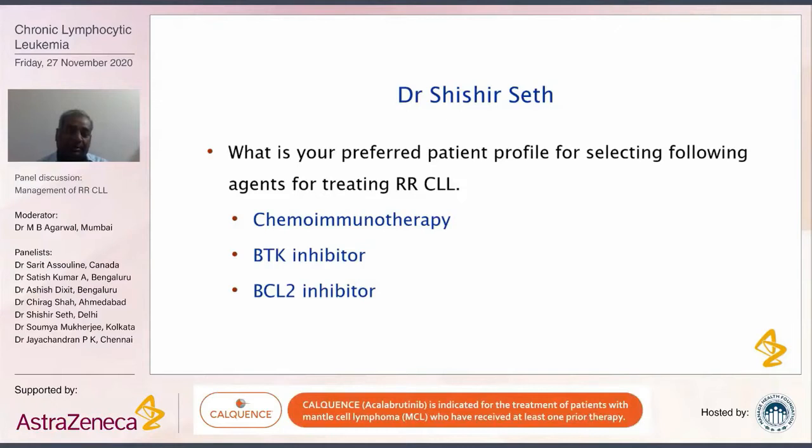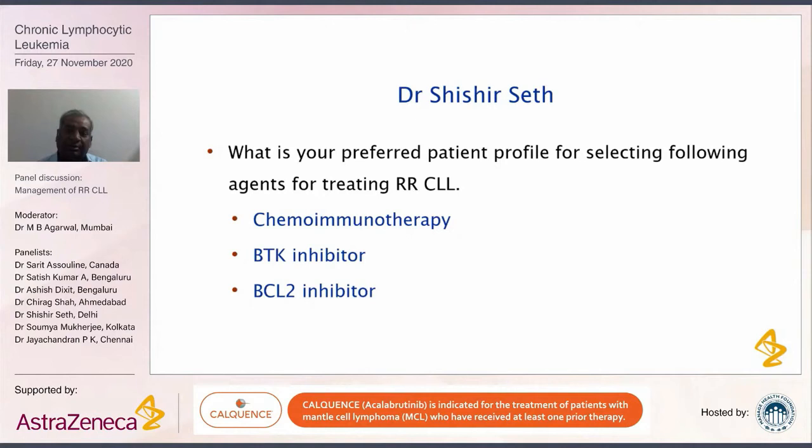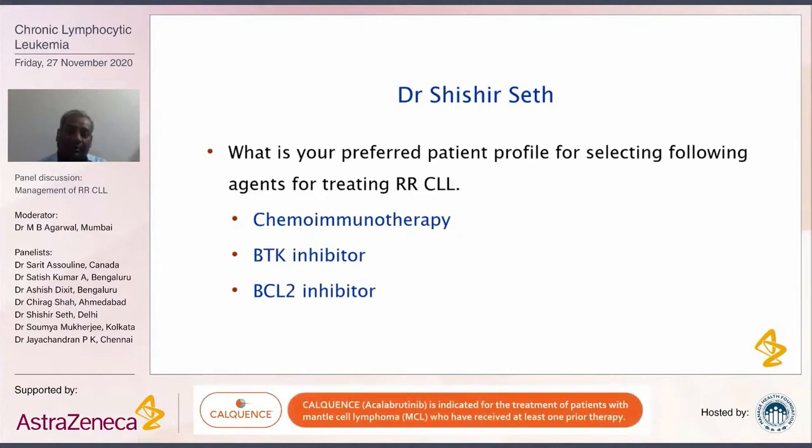If finances are not a concern, then definitely newer small molecule targeted therapies are a better option, especially if there is a 17p deletion, then there is no doubt of using these agents because these are the drug of choice. BTK inhibitor, with the availability of generic ibrutinib, is a relatively more affordable option than a BCL2 inhibitor.